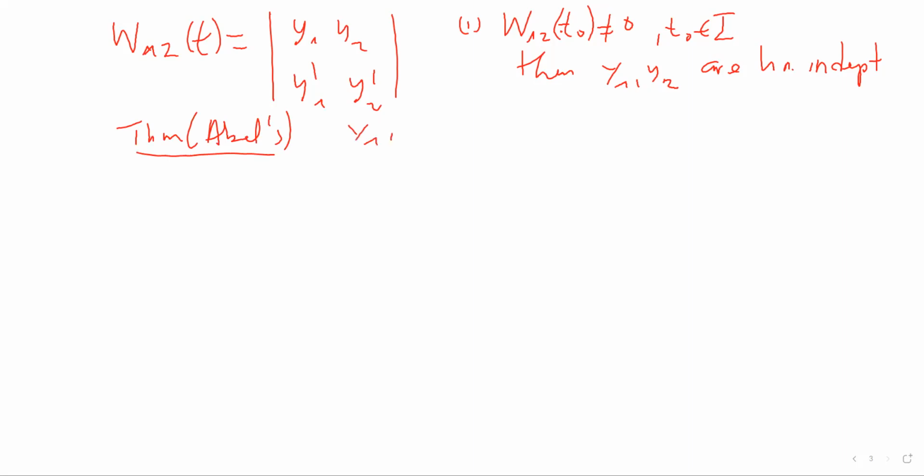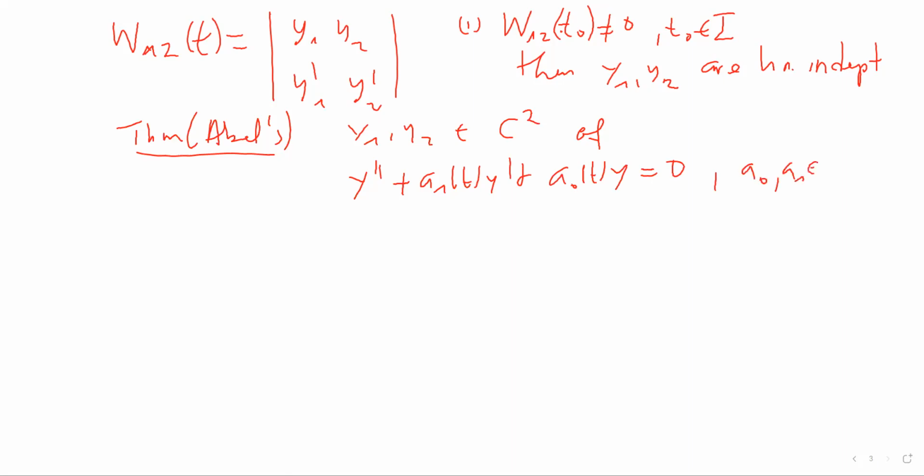We said that if you have y1 and y2, which are twice continuously differentiable solutions of y prime prime plus a1 of t y prime plus a naught of t y equal to 0, for a naught and a1 continuous in an interval I, then the Wronskian satisfies W12 prime plus a1 of t times the Wronskian equals 0.